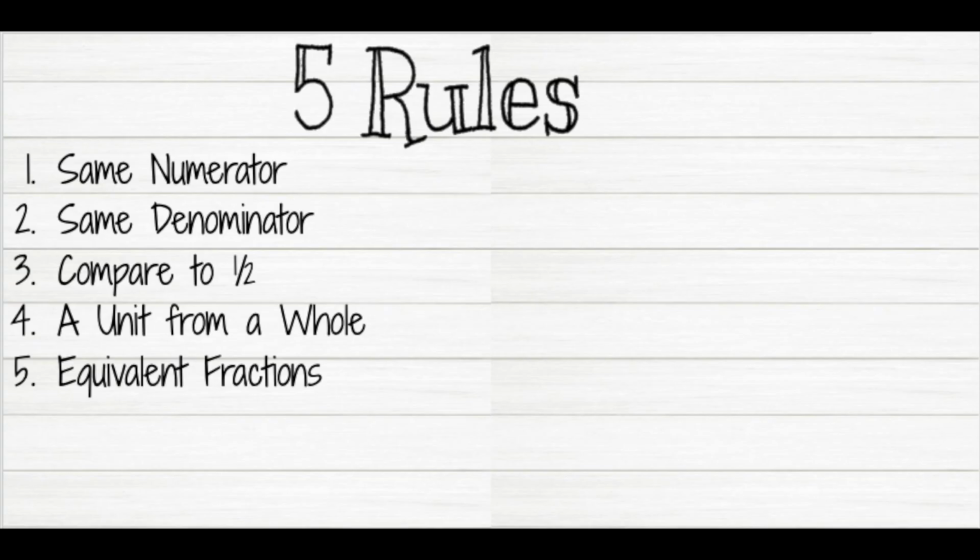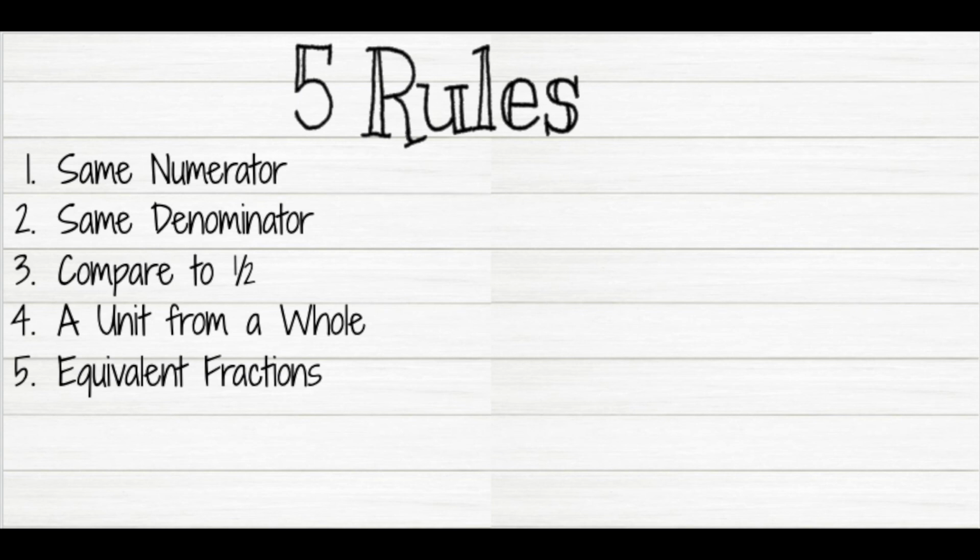Now that we've discussed the 5 rules to comparing fractions, it's important to note that the rules typically get harder from 1 to 5. So what I would recommend to students is to start at number 1. Identify if they have the same numerator. If they do, compare. If they don't, go to rule number 2.